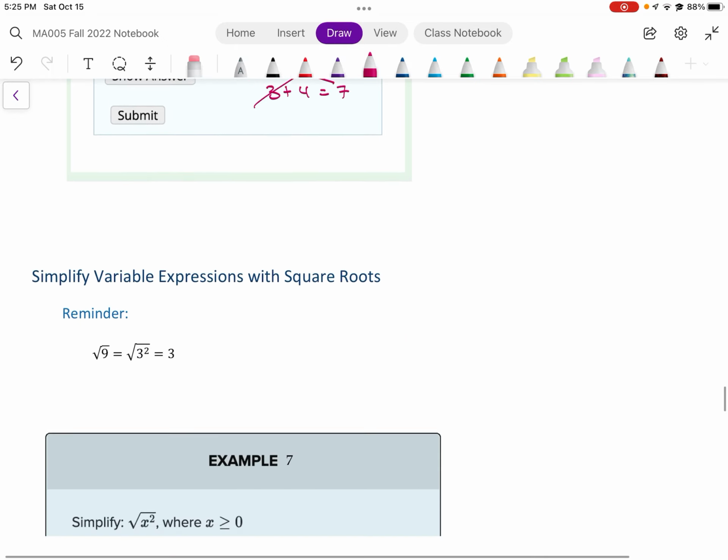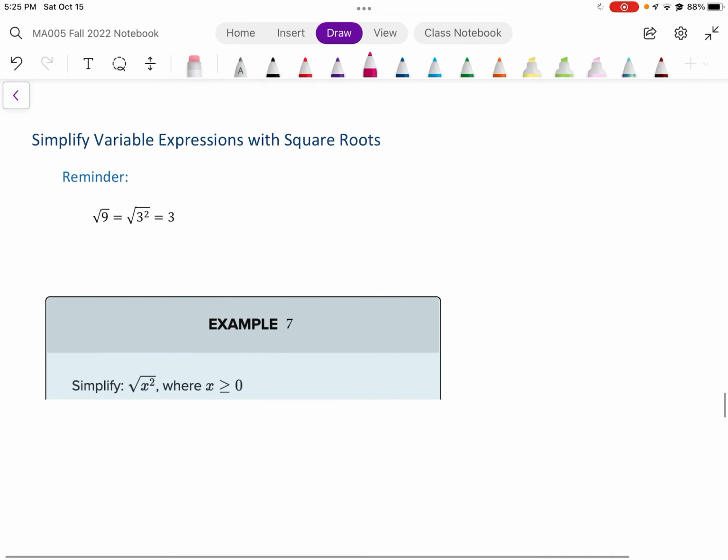Okay, simplify variable expressions with square roots. Just a reminder, the square root of 9 is the square root of 3 squared, which is 3. So keep that in mind. So what is the square root then of x squared? The square root of x squared is just x. That is a very important concept for what we're about to do.